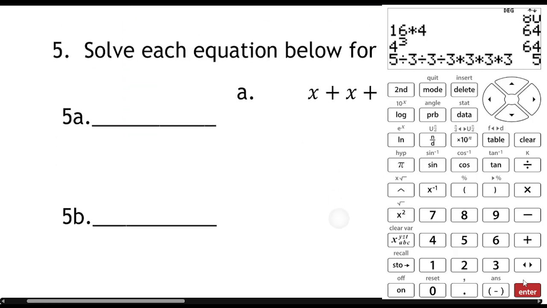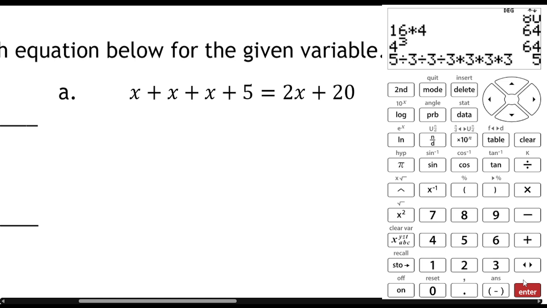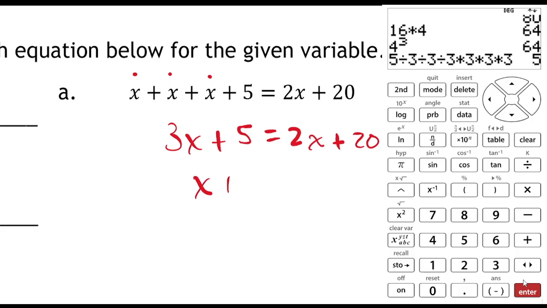All right, moving on. Solve each equation below for the given variable. What a mess, not a mess. Look, if I've got x plus another x plus another x, that's just 3 x's, plus a 5, equals 2x plus 20. I'll subtract 2x from each side. If I take away 2x from the left, it becomes x plus 5. And of course, I take away the 2x from the right, that becomes 20. Always pause and say, hey, what did I do? I just took away 2 x's from each of the sides, 2 x's from the left, 2 x's from the right.